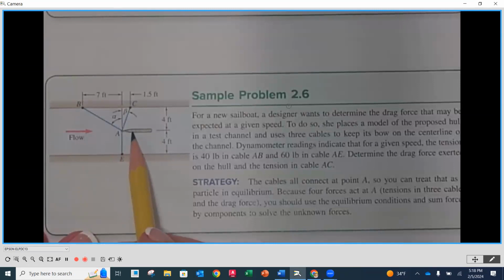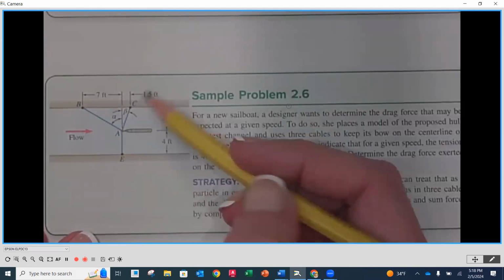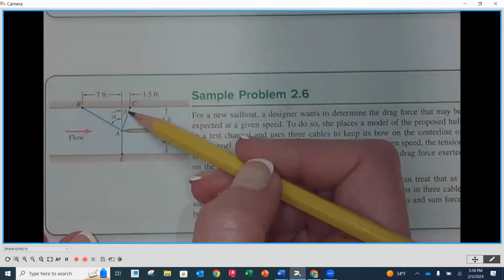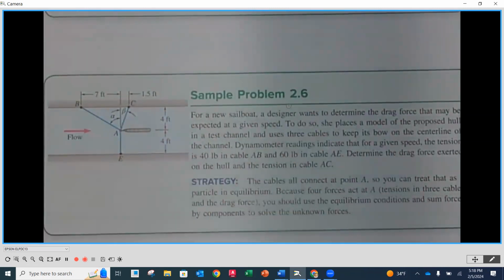So they want us to know what is the force going to the right here. This flow is going to produce a force going to the right along that x-axis. So we need to know what that is. That's going to be the drag force. And then also, what is the force in the cable going from A up to C?